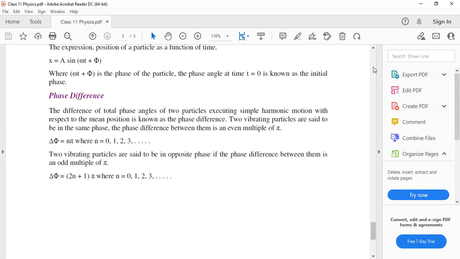If we talk about the unit of angular frequency, then the SI unit is radians per second. The angular frequency is 2 pi times the frequency of oscillation, which is simply represented by 1 upon T. Two simple harmonic motions may have the same amplitude and phase but different angular frequency.